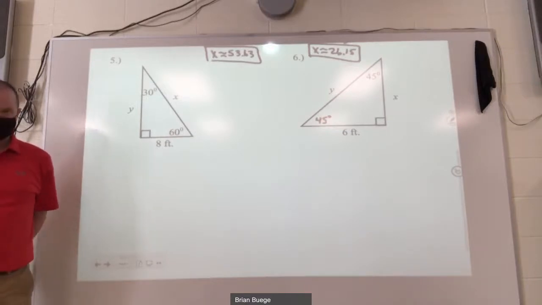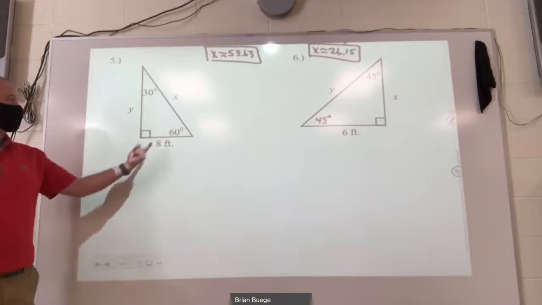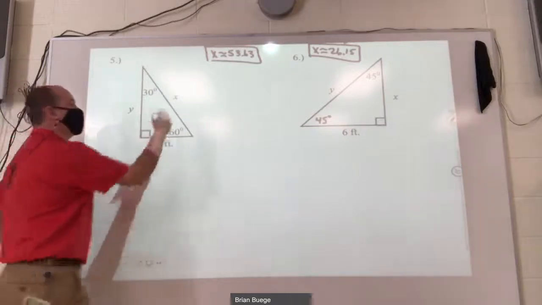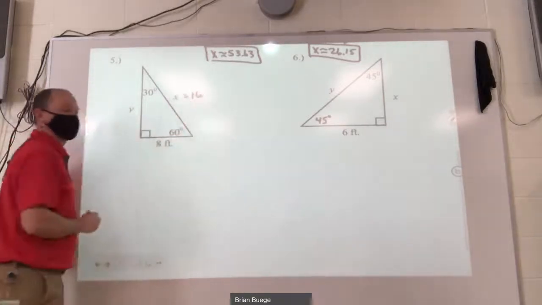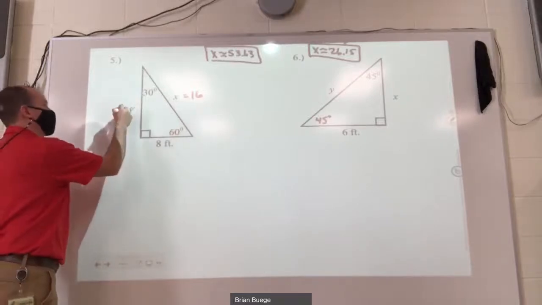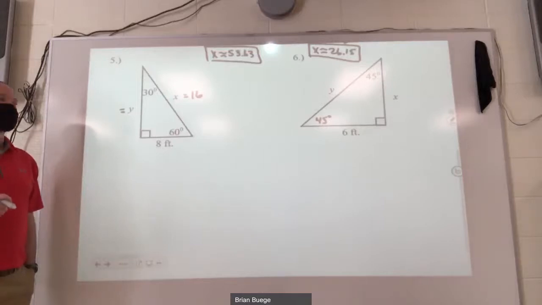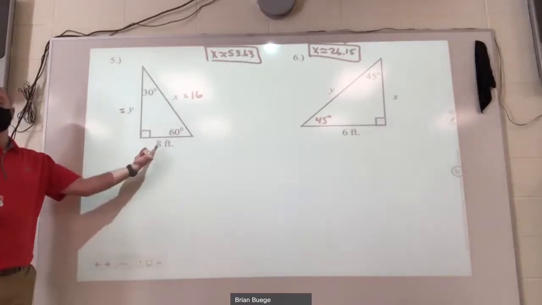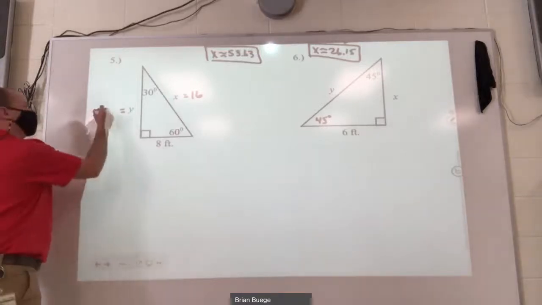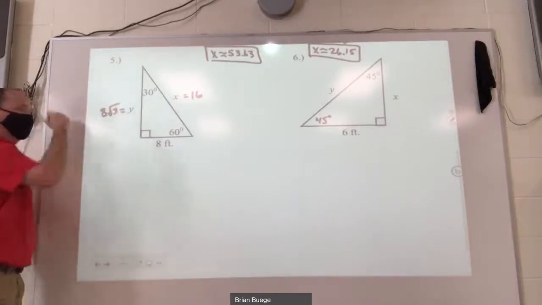What do you think, Camden? Double it to get the hypotenuse. Yep. Hypotenuse is always double the short leg. Therefore, I know that's 16. And what about the long leg then, Camden? You would take the short leg. Yeah, it's always the short leg times the square root of 3. Therefore, 8 square root of 3, and we're done.